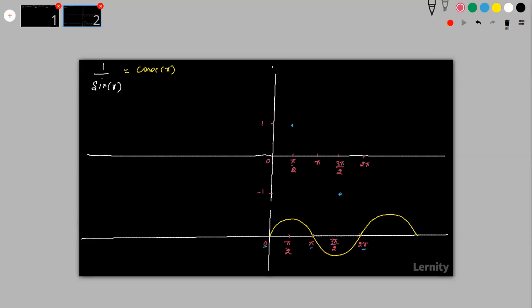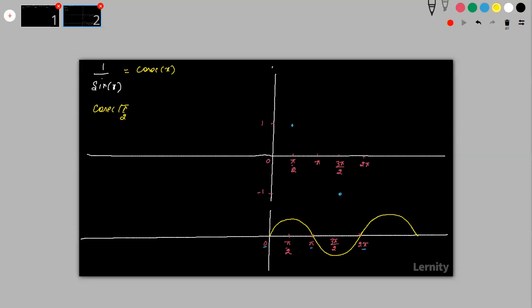What I'm doing is trying to draw the graph of 1 by sine x, which is equal to cosec x. That is the name, cosec x. So first I will find out the value of cosec x for pi by 2 and 3 pi by 2.